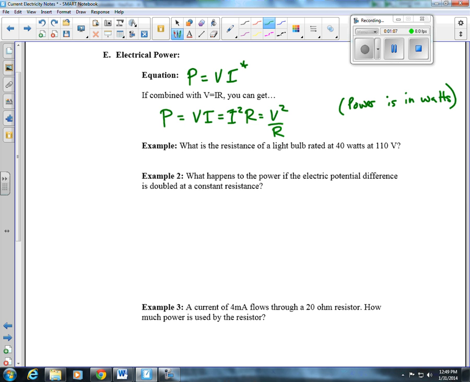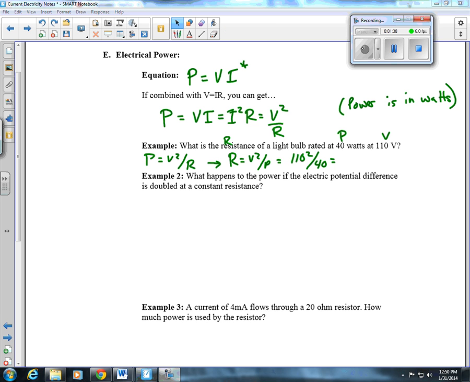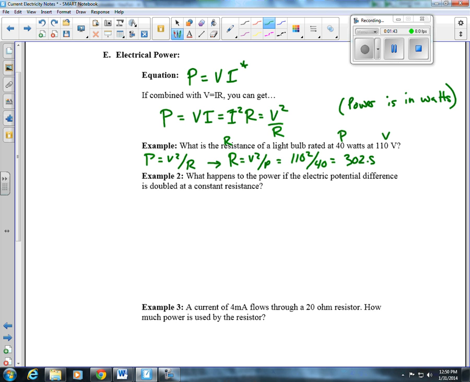So I was given the power, and I'm given the voltage, and I'm looking for resistance. So I'm going to use this form of it, P equals V squared over R. That's going to be the easiest way. Now, if I'm looking for resistance, I can rearrange this. So I would cross multiply and then divide. I would get R is V squared over P. So it's going to be 110 squared divided by 40. And that'll give us a value of 302.5 ohms.